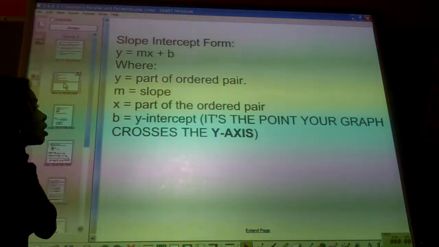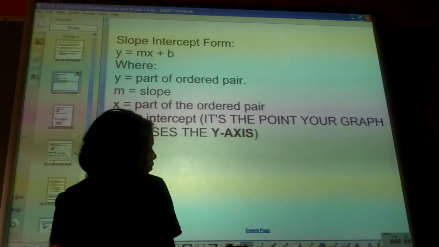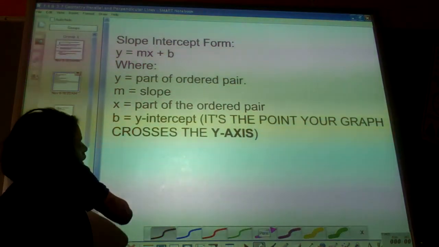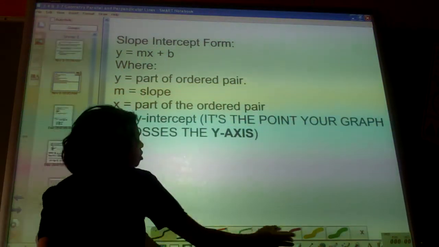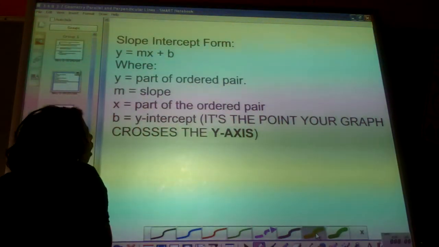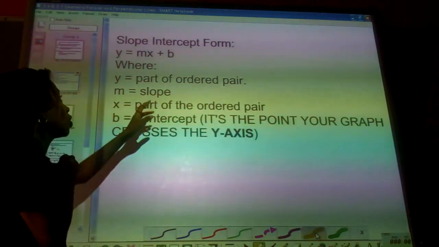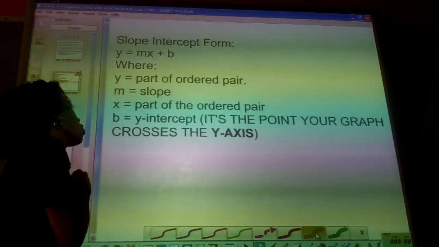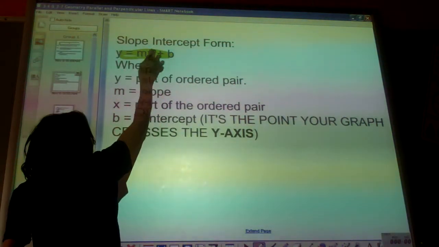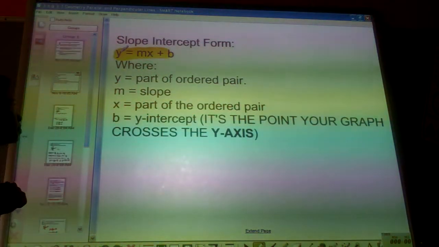We're using slope-intercept form for graphs. We should remember that y equals mx plus b, where y is part of your ordered pair, and your m is your slope. Your x is part of your ordered pair, and then your b is your y-intercept. Your y-intercept is the point on your graph where your actual line will cross over the y-axis. Okay? So here is our slope-intercept form. We should remember y equals mx plus b.